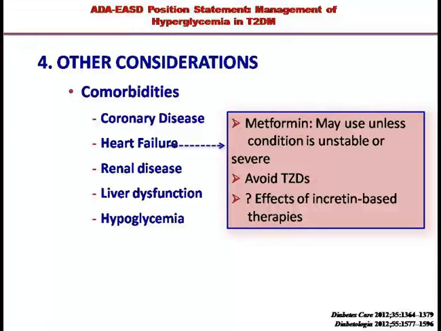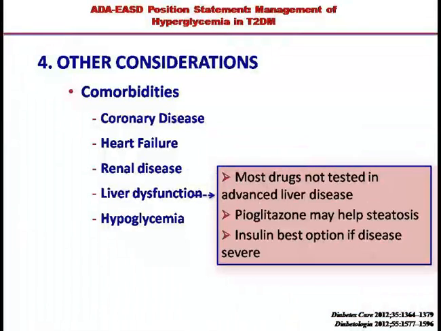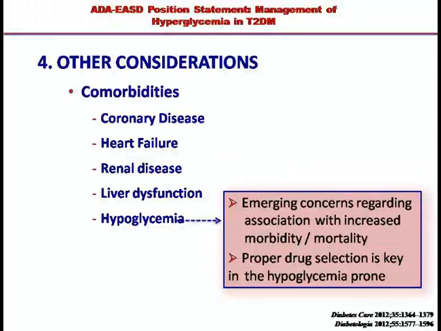And if there is liver dysfunction, there is a query about incretin-based therapy. Similarly, if there is renal disease, you can prescribe metformin in the full dose if the GFR is more than 30, but if the GFR is less than 30, you can reduce the metformin to less than half the dose. And similarly, if there is liver dysfunction, most of the drugs are not tested in advanced liver disease, pioglitazone may help with steatosis, and insulin is the best option if the disease is severe. So, of course, with hypoglycemia, you have to be concerned about which drugs you choose.